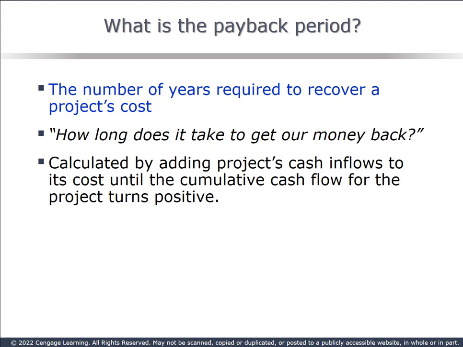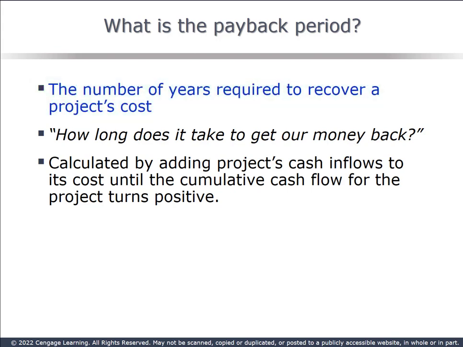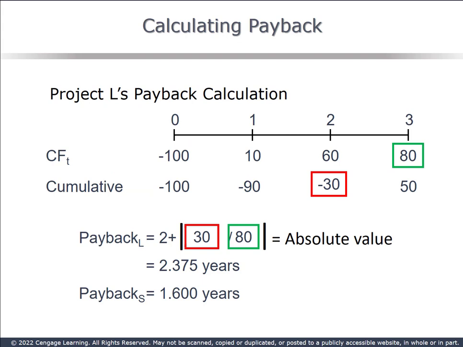Our last 2 methodologies are payback and discounted payback. Payback is the number of years to recover the project's initial cost. It's one of the easiest to understand metrics, so we'll walk through an example. Using Project L again, accumulate the cash flows from time 0 to the last year. We're looking for when the sign of the accumulated cash flows changes from negative to positive. For Project L, the sign change occurs between years 2 and 3.